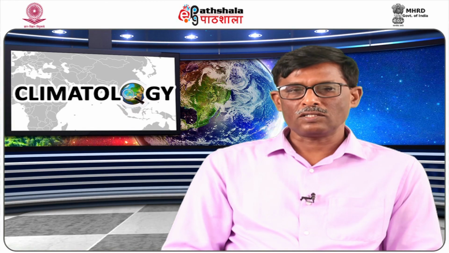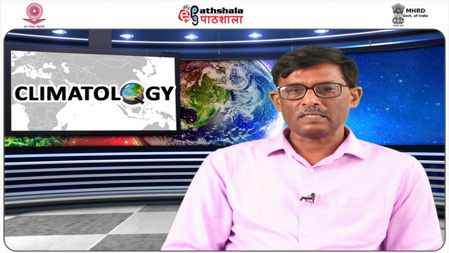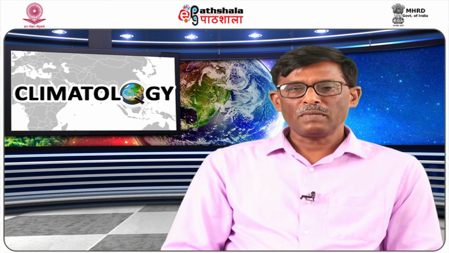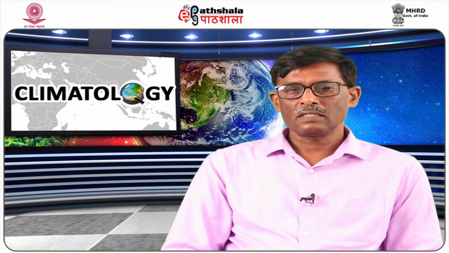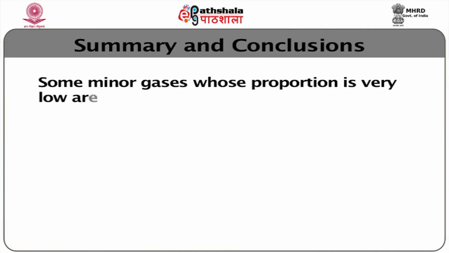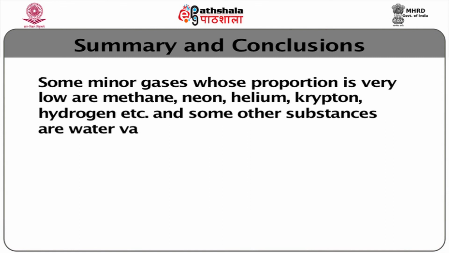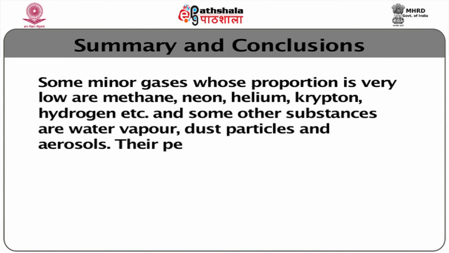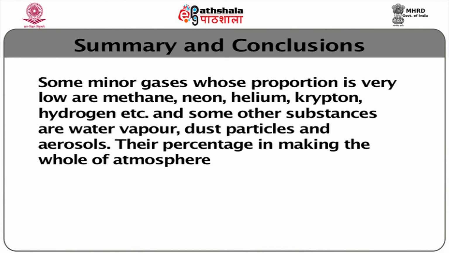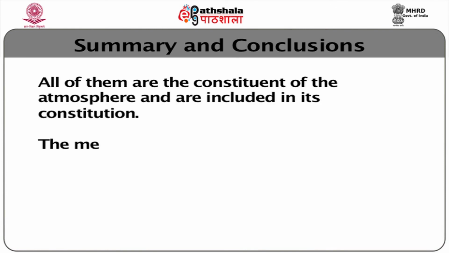Now, let us summarize our module. Our atmosphere is composed of several gases and other substances. The major gases are nitrogen, oxygen, argon and carbon dioxide. Some minor gases whose proportion is very low are methane, neon, helium, krypton, hydrogen, etc., and some other substances are water vapor, dust particles and aerosols. Their percentage in making the whole of the atmosphere is substantially variable. All of them are constituents of the atmosphere and are included in the constitution.